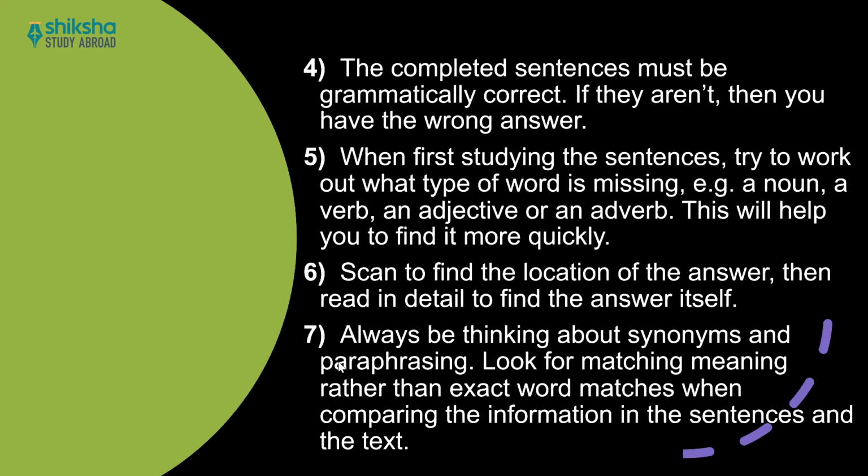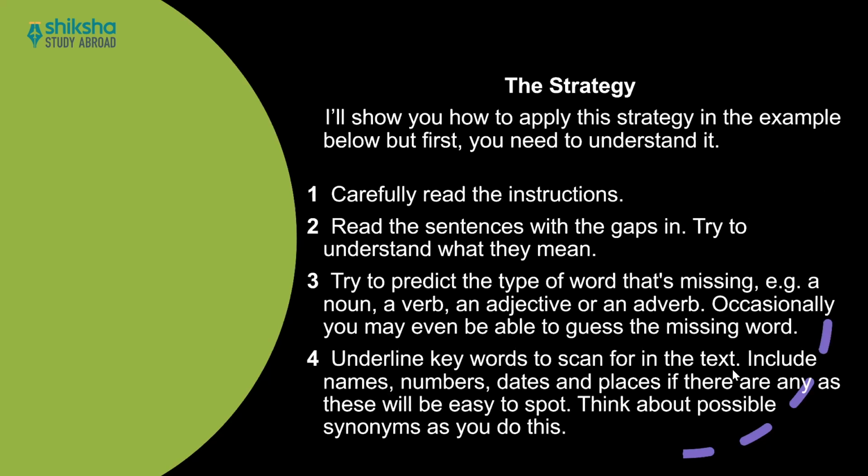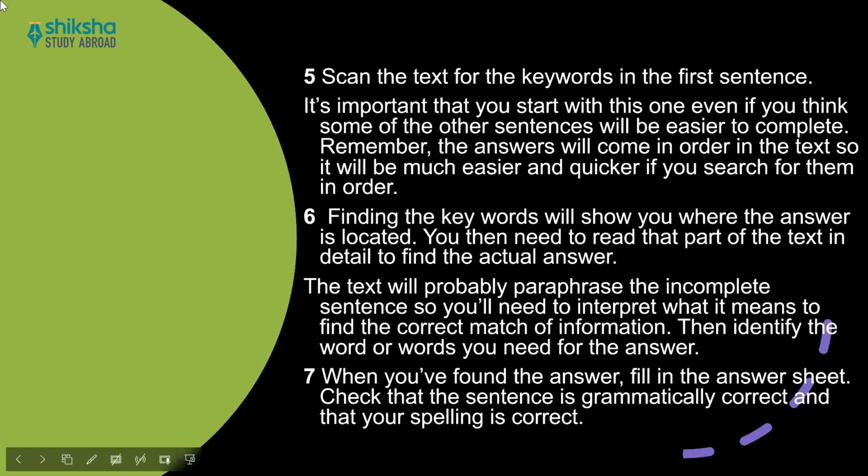Fourth strategy is underline keywords to scan for in the text. Include names, numbers, dates, and places if there are any, as these will be easy to spot. Think about possible synonyms as you do this. Next, the fifth strategy, scan the text for the keywords in the first sentence. It's important that you start with this one, even if you think some of the other sentences will be easier to complete. Remember, the answers will come in order in the text, so it will be much easier and quicker if you search for them in order.